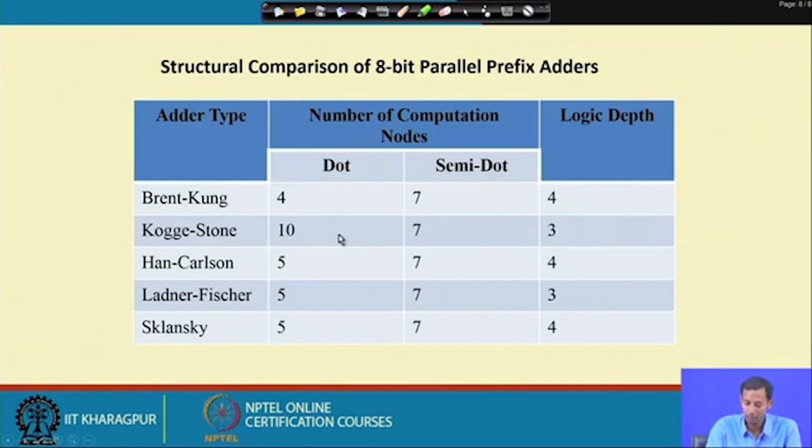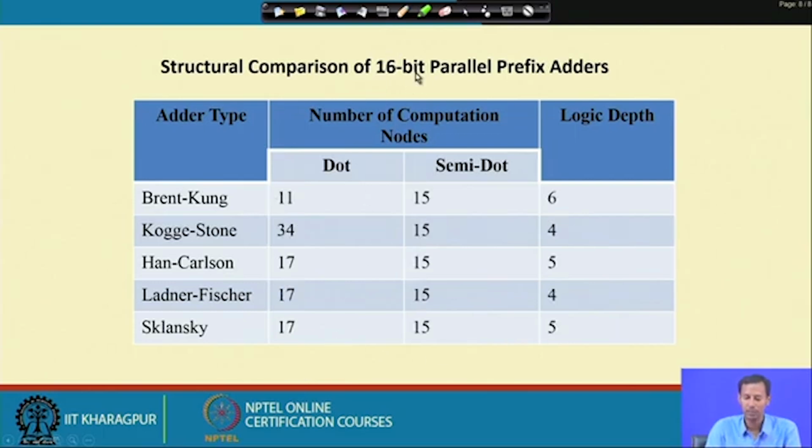For Kogge-Stone the dots are more, and in this semi dot there is more overlap. So, the dots are 10, semi dots are 7, and the logic depth has been reduced to 3, which means parallel computation. Then Han-Carlson is 574, Ladner-Fischer is 573, and this Sklansky is 57 with 3, oh sorry, 4. So, this is for 8 bit, and then this is for 16 bit.